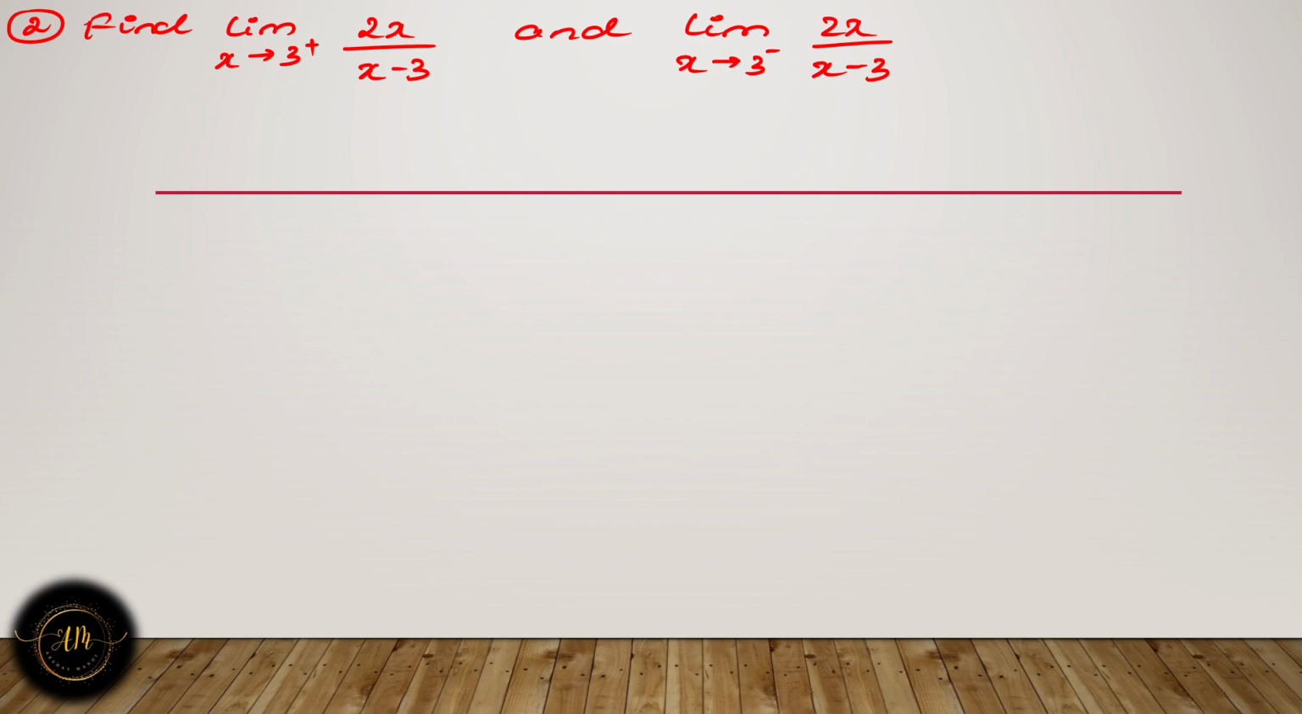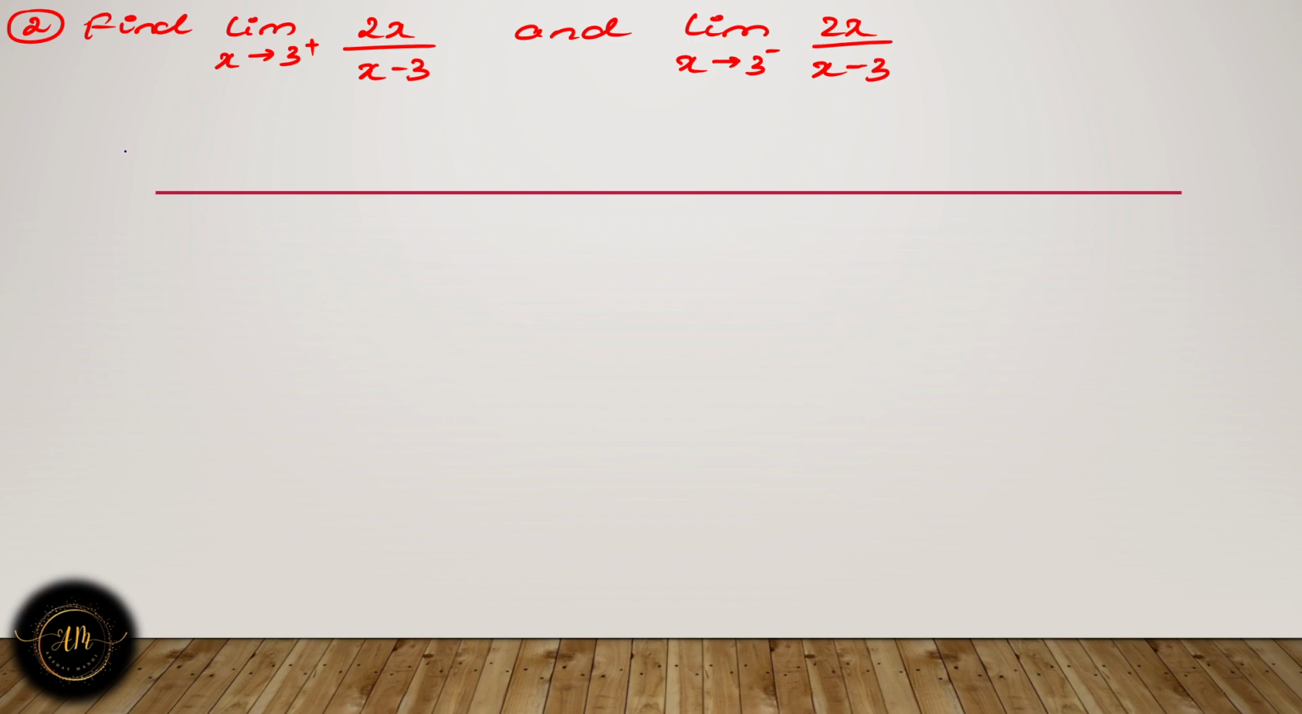Limit of 2x divided by x minus 3 as x tends to 3 plus. 3 plus refers to from the right hand side. Limit of 2x divided by x minus 3 as x tends to 3 minus. 3 minus refers to from the left hand side. Okay, let's get started with it.